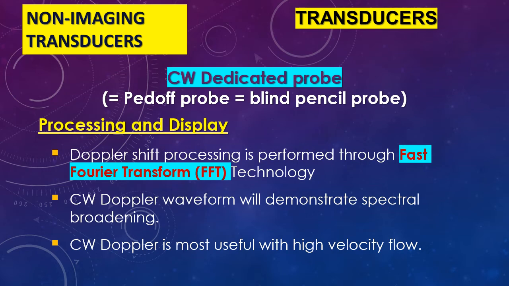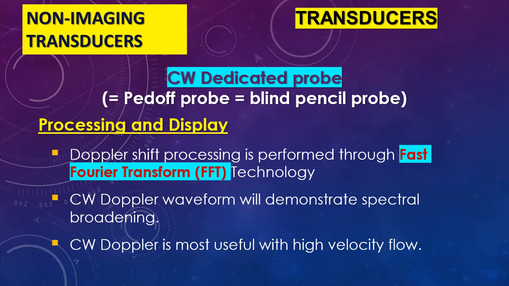How the received echoes are processed. The received echoes, or the received Doppler shift, is processed via the fast Fourier transform, the same technology that is used in the pulse wave. The CW Doppler tracing will be demonstrated as a spectral broadening.